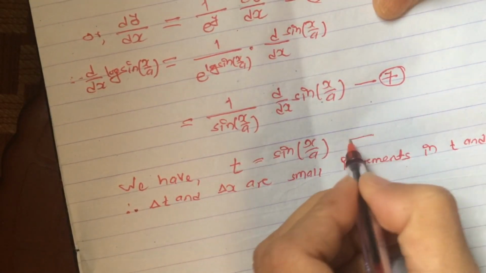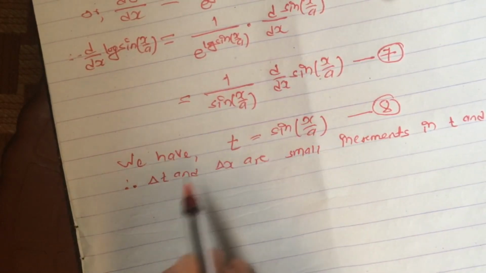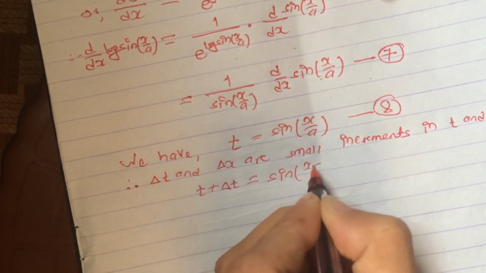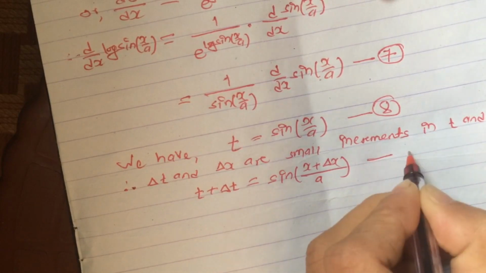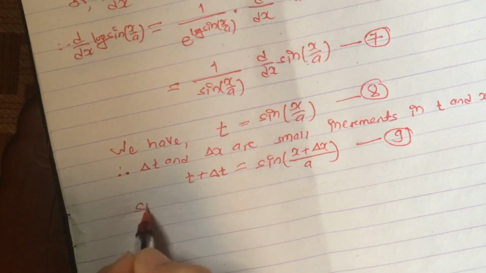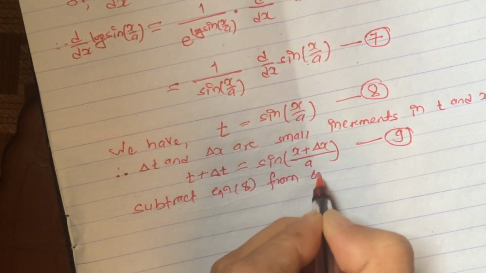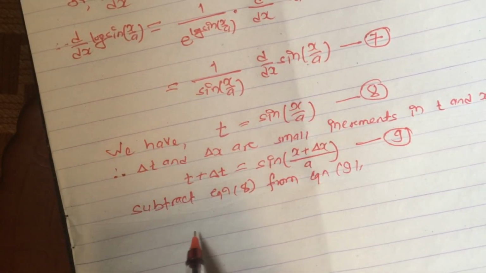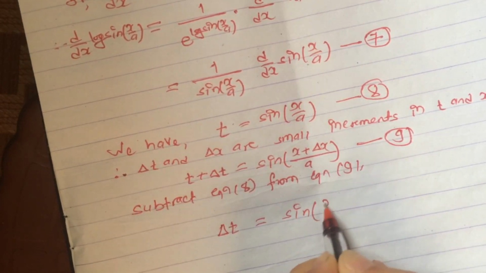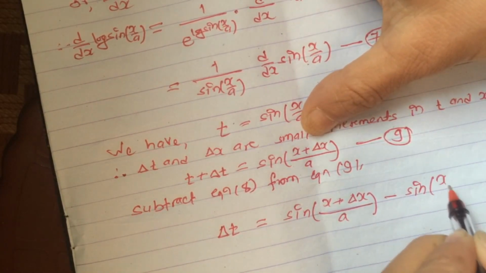After supposing this, let this be equation 8, t is equal to sine x by a. We can write this equation in terms of del t and del x as t plus del t is equal to sine of x plus del x whole divided by a. Let this be equation 9. Now we have to subtract equation 8 from equation 9. Then this t and this t cancel out. We are left with del t is equal to sine of x plus del x divided by a minus sine x divided by a.